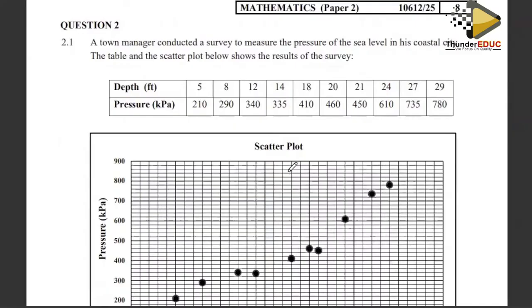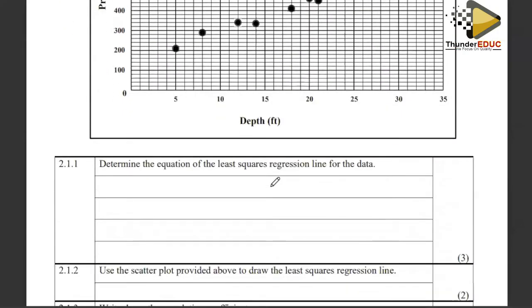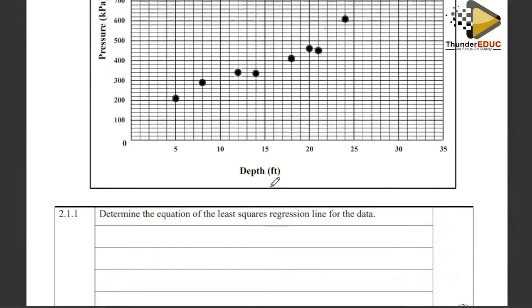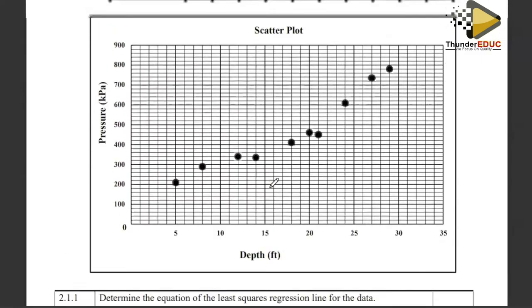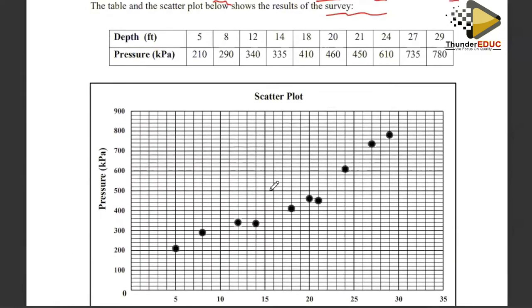Question number 2, we're dealing with bivariate data. We're given that the town manager conducted a survey to measure the pressure of the sea level in his coastal city. The table and the scatter plot show the results of the survey. Then they want us to determine the equation of the least squares regression line. So remember how to use the calculator when you're punching in all these values.